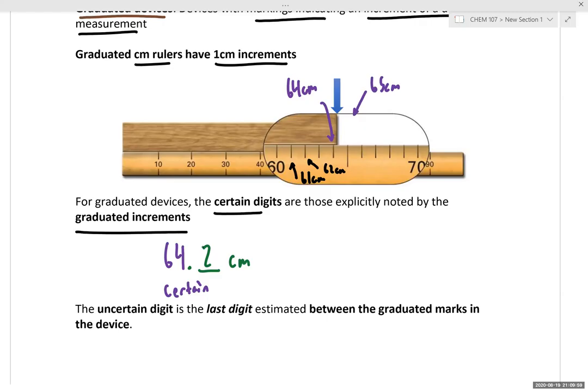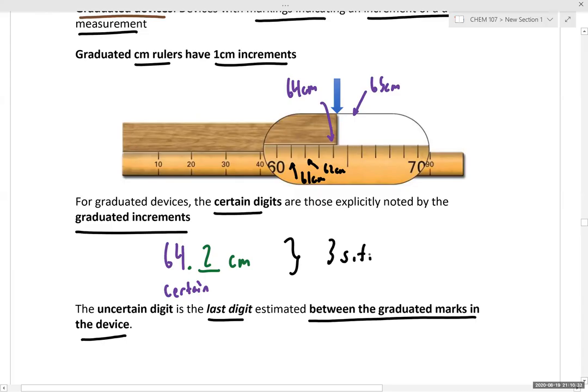So 64, that's certain. We see a clear graduated mark. And then we estimate 1 more digit, 1 more decimal place, and that's our estimated digit. The estimated digit is the last digit that's estimated between the graduated marks on our device. So overall, this number has 3 sig figs. And the number of significant figures is directly related to the instrument used to take that measurement.